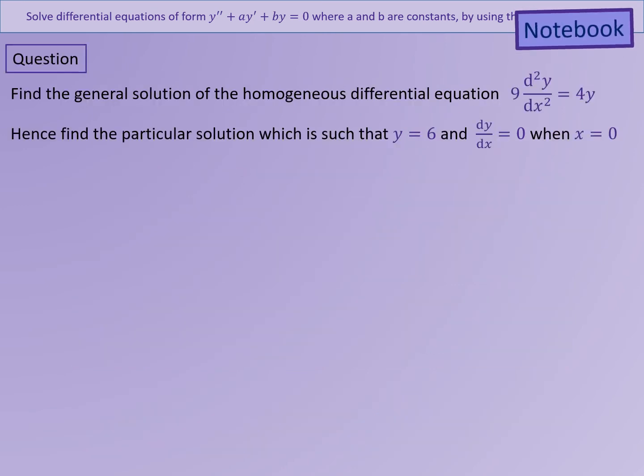Okay, so let's have a quick look at a question then. I would like the general solution of the differential equation 9 d squared y equals 4y, but I also want the particular solution as well in this situation. So what you could do is have a go yourself, with your notes in front of you, or you might want to wait and we'll go through it together.